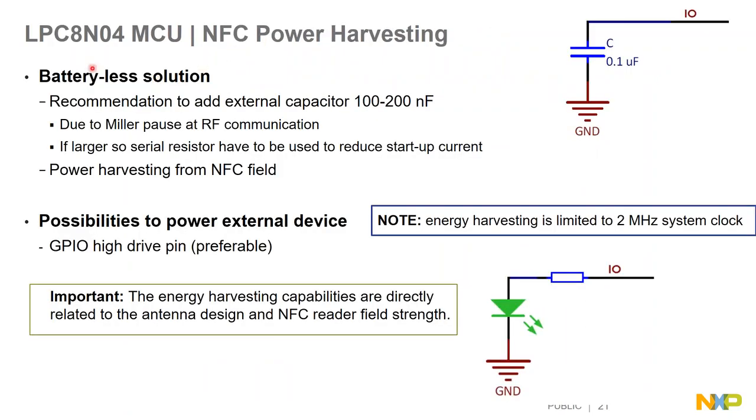The LPC800, as I said, is a power harvesting solution. There is a possibility to go without the battery, but if you are going without the battery, there is a recommendation to add an external capacitor to set the I/O port to high, and there is a possibility that you are able to run also during the Miller pause due to this capacitor, because it's powered from the NFC field. Also, there is a possibility to power an external device from this power harvesting. You are able to power the external device through a GPIO, preferably a high drive pin, which we will talk about later.